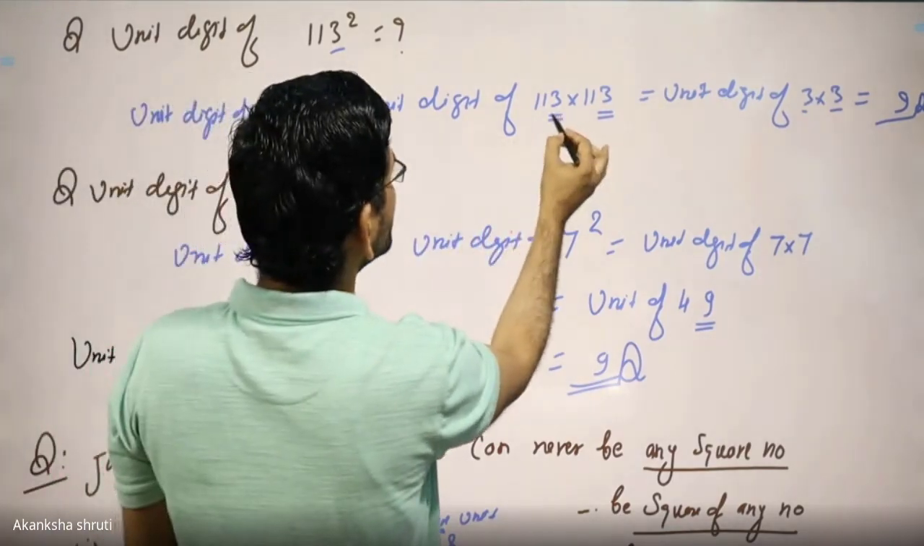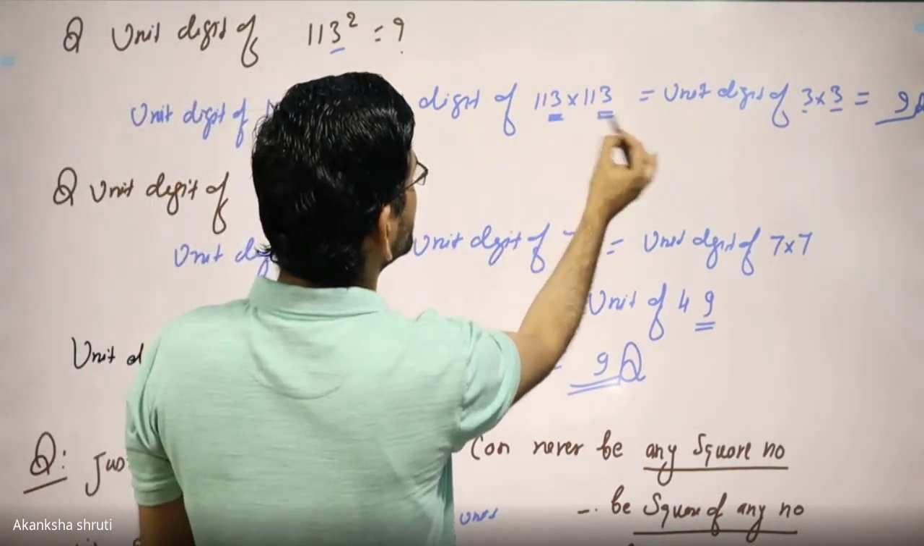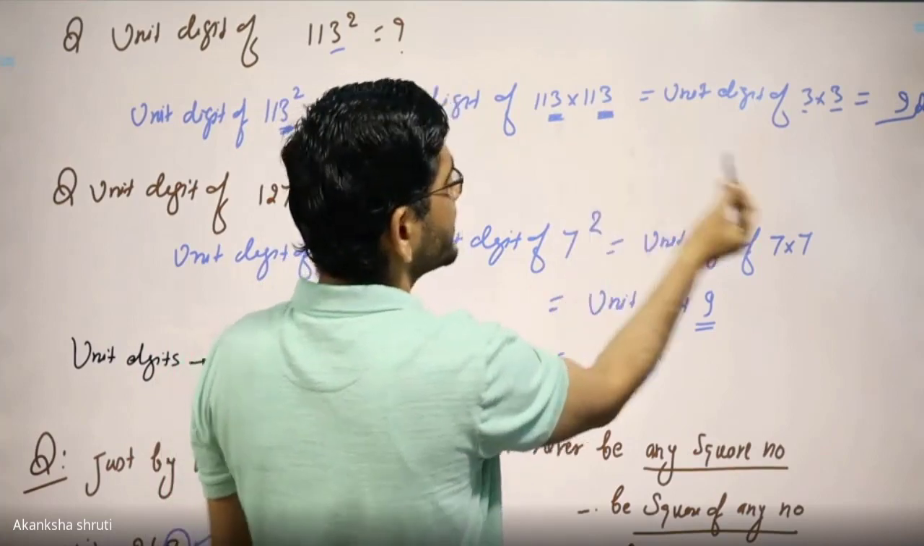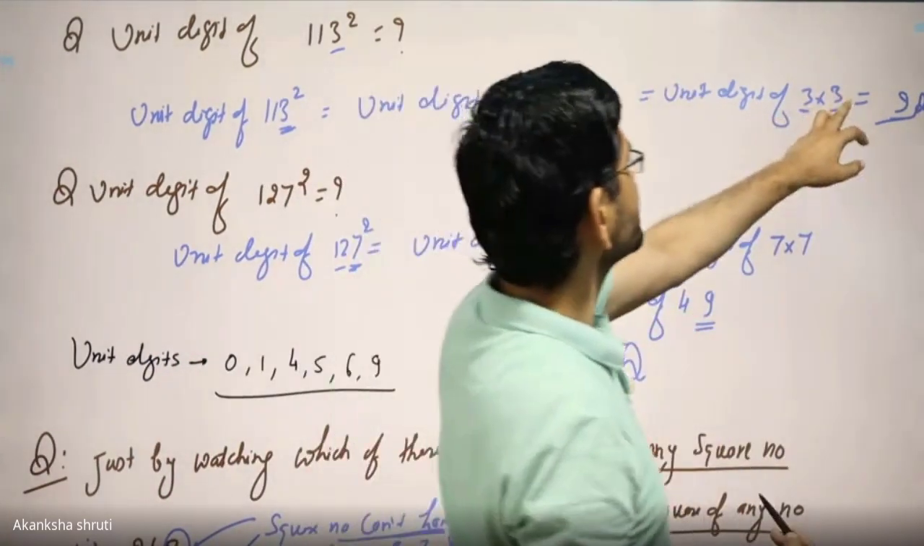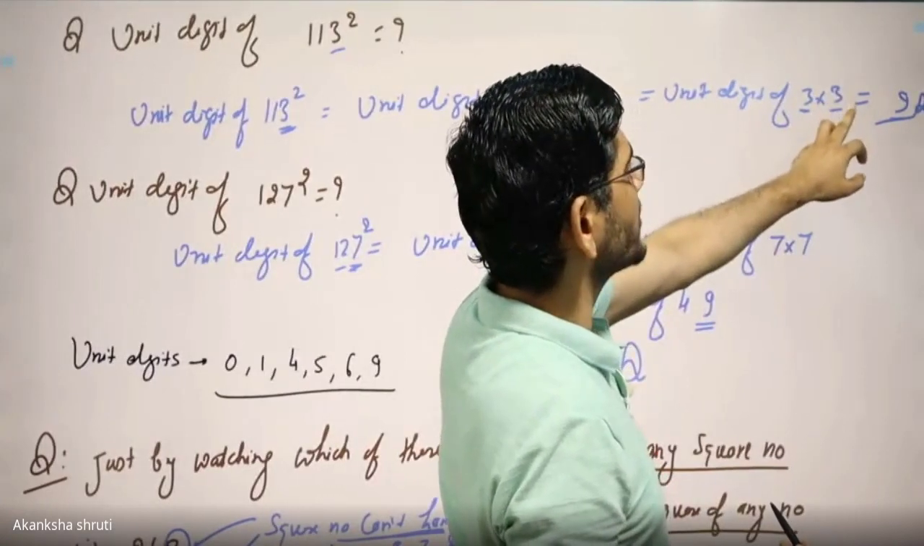So for getting the unit digit, we need to consider the unit digit of these two, meaning 3 into 3. So the unit digit of 3 into 3 is 9. But this multiplication of two unit digits need not be 9.